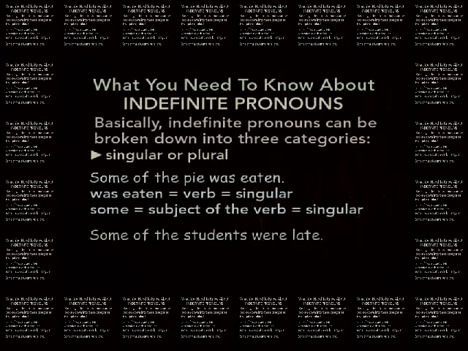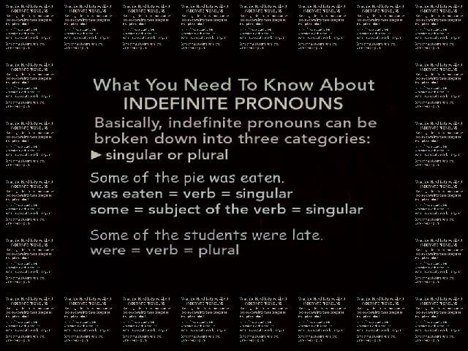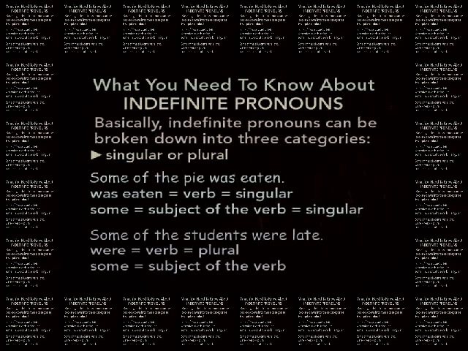However, look at this sentence. Some of the students were late. Here the verb is were, and that's a plural verb. Why is a plural verb used? Once again, the subject is the indefinite pronoun some. But in this sentence, some refers to more than one person. Some of the students means 2, 3, 4, a group of students. And therefore, it refers to a plural subject, and that's why the plural verb were is correct.